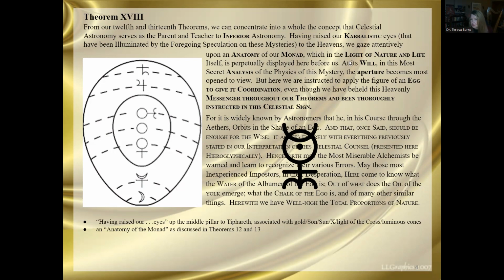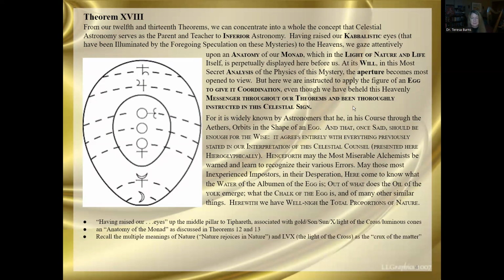And so then he says, which in the light, LVX, of nature, recall the multiple meanings here of nature. Now you're going back to Theorem 15, right? Nature rejoices in nature, or nature begets nature. And of course, LVX, the light of the cross, as the crux of the matter, where crux in Latin means exactly the same as cross. And it's also where we get words like crucified and crucible and so on. Okay, the light of nature and life itself is perpetually displayed here before us at its will.